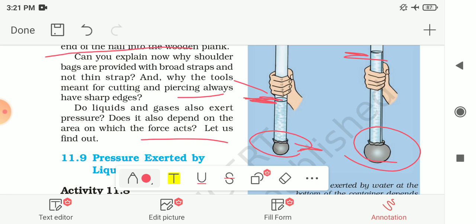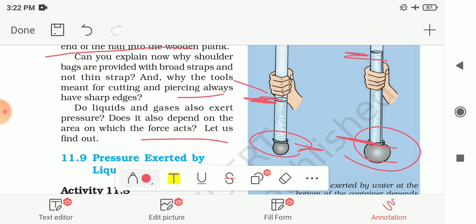So the bulging of a rubber sheet increases as the height of the water column in the pipe increases. So we can conclude that the pressure exerted by water at the bottom of the container, which we can see here, is proportional to the height of its column. That means if the water level increases, this pressure will also increase, and the bulging of the balloon will increase. So by this activity we can say that water exerts pressure at the bottom of the container.